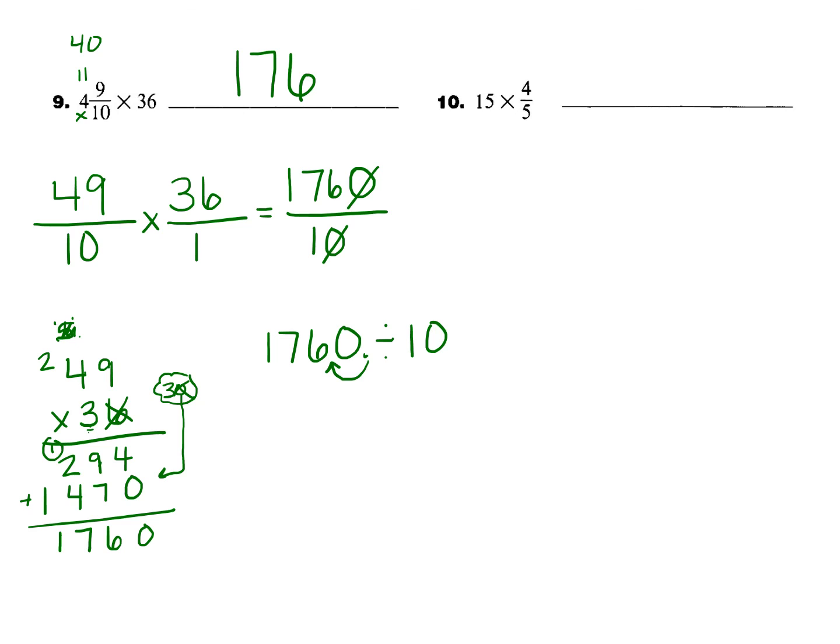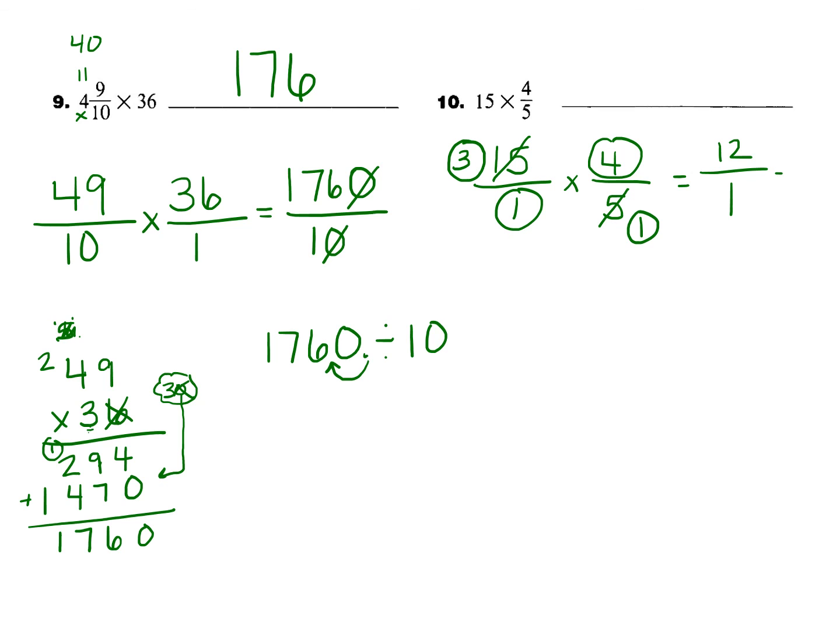Problem number 10. 15 times 4/5. We write 15 over 1 times 4 over 5. We can divide 5 by 5, which is 1, and 5 by 15, which is 3. 3 times 4 is 12, and 1 times 1 is 1. So our answer is 12.